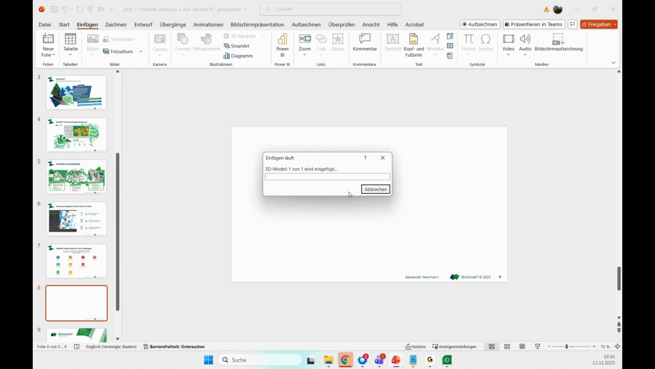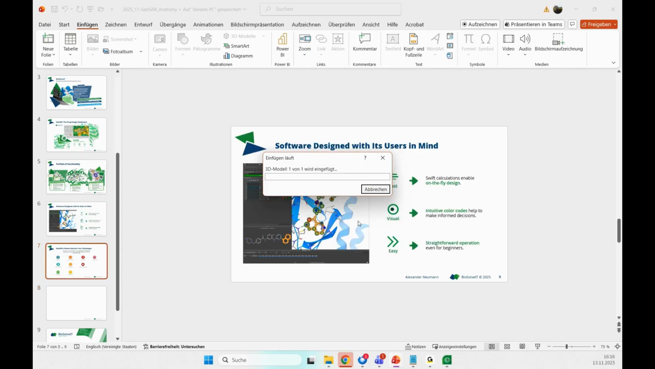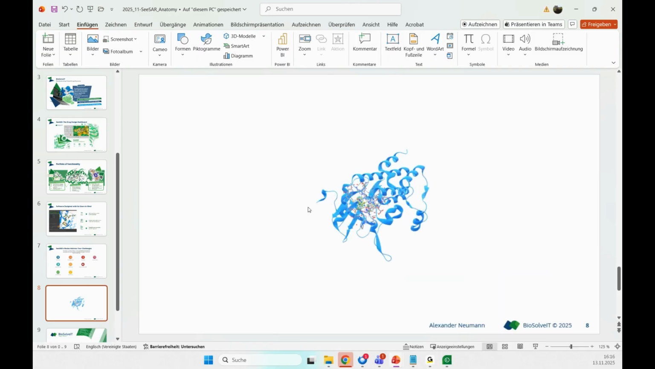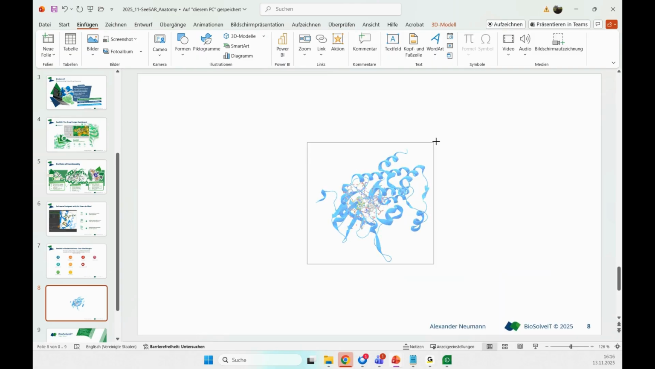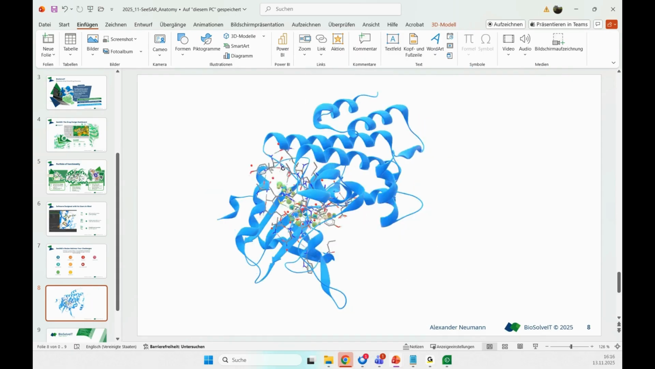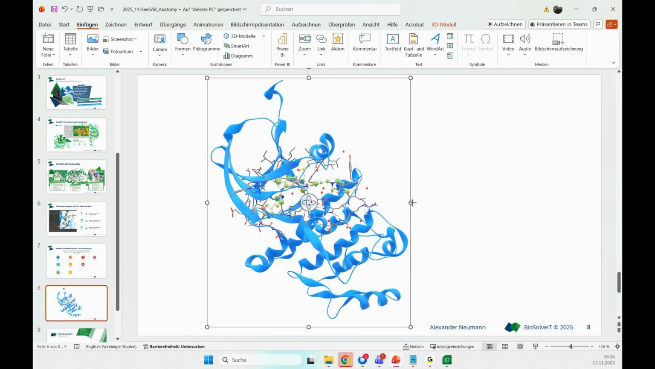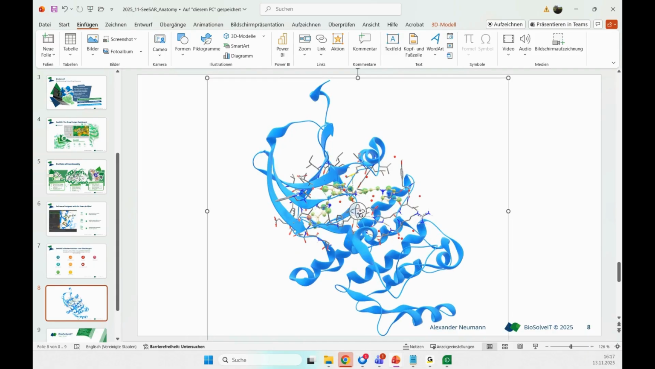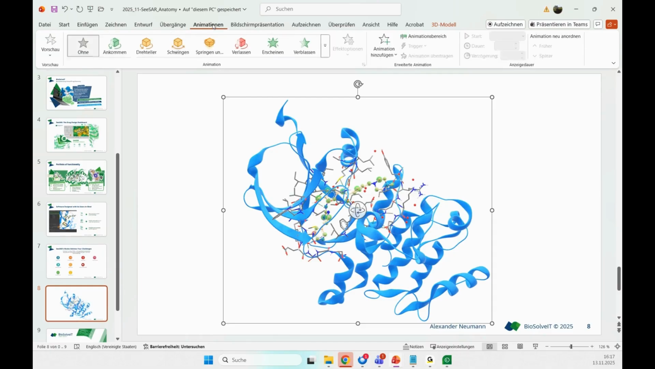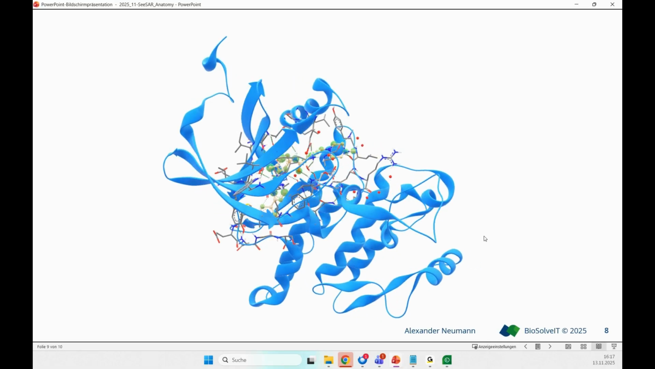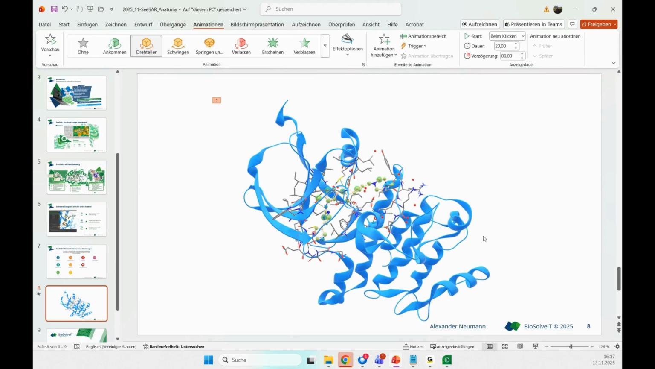Loading. There she is. And you can see how nicely it looks. So all of the SeeSAR functionalities, namely also the HYDE spheres, are included as well. And you can also adjust the animation, so really augmenting your presentation to a new level. So much for the 3D export.